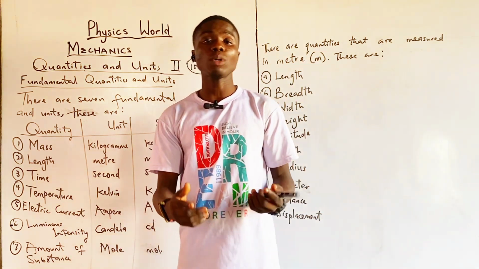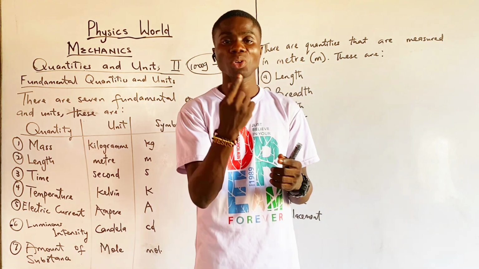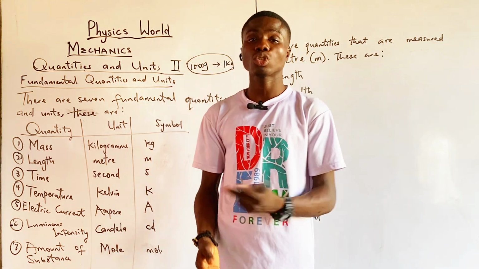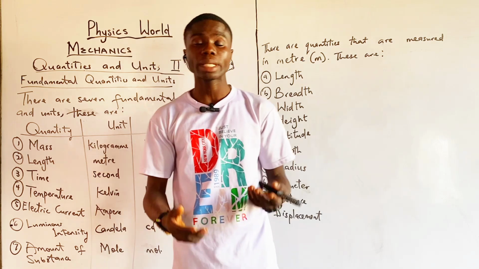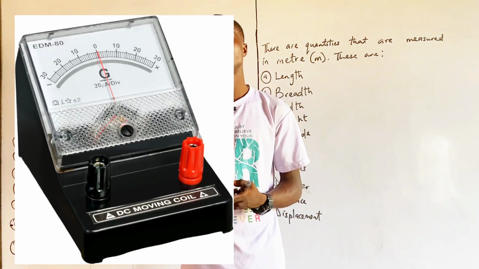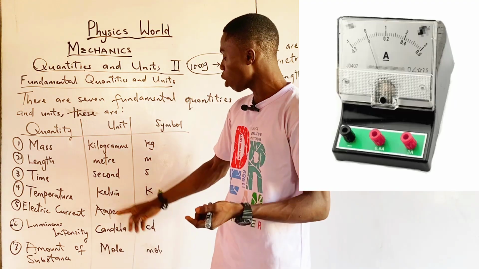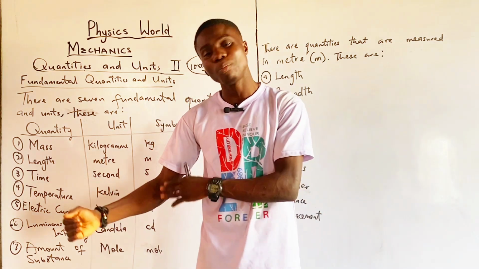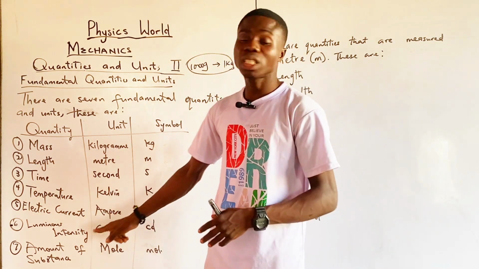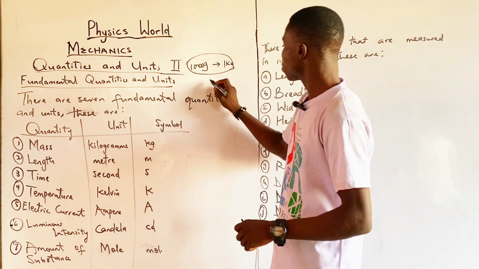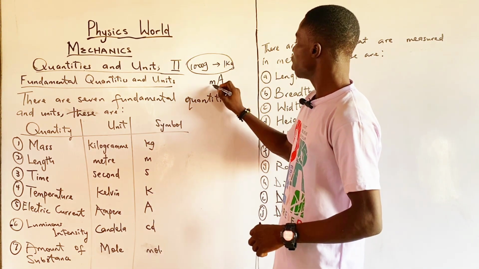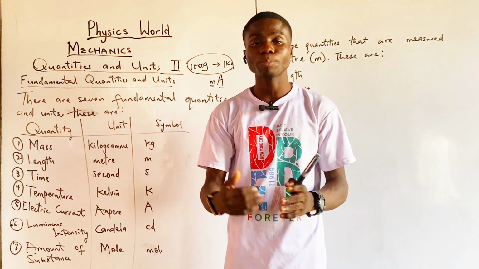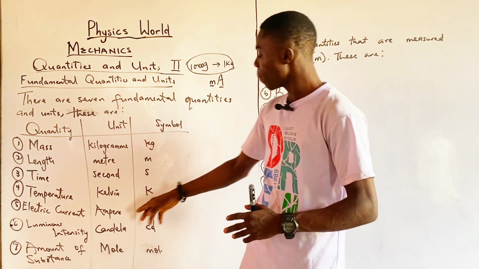Electric current is the amount of current that passes through a conductor. Electric current is measured in what? Ampere. And we have 2 instruments which we use to measure electric current. The first one is the galvanometer, and the second one is the ammeter. The ammeter measures current in ampere, and the galvanometer measures current in milliampere. Please, if milliampere is given, they will write something like mA.